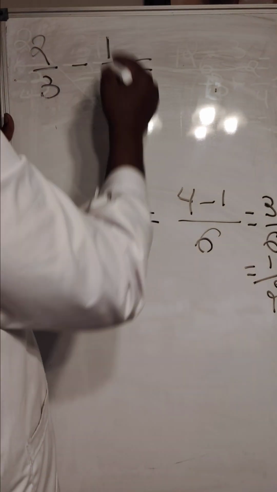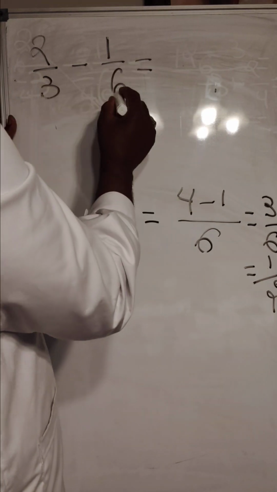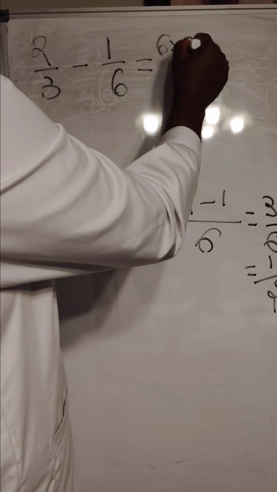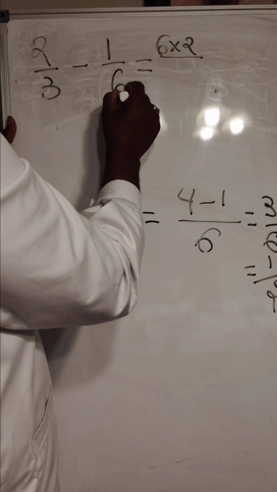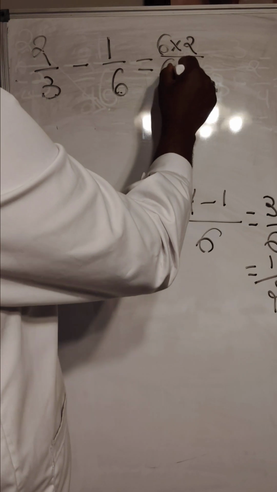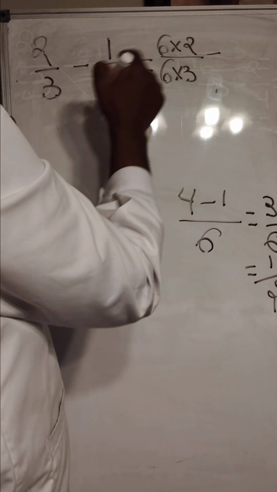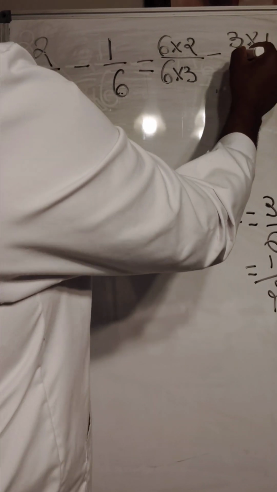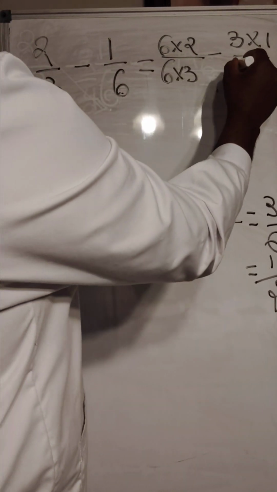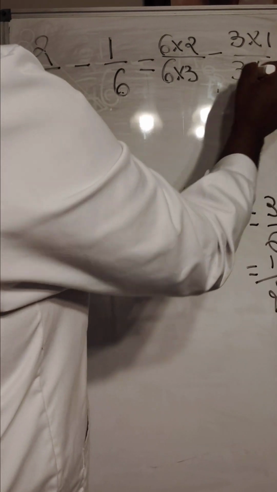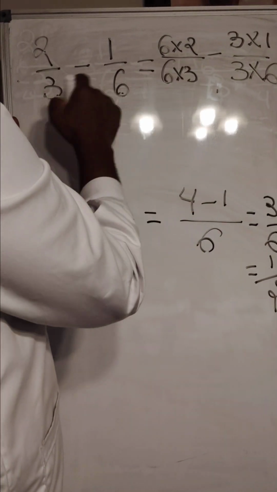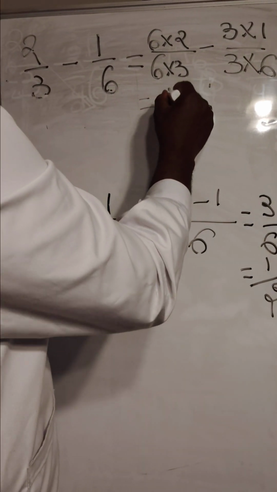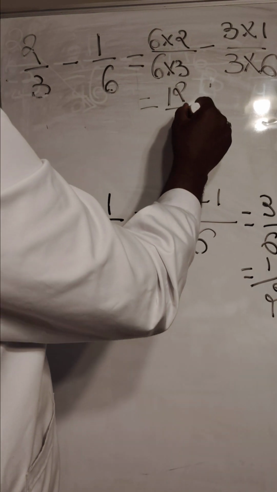So by doing that, you're going to have 6 times 2, I'll put right there 6 times 2, then 6 times 3. I'll put minus 3 times 1, and 3 times 6. Why am I doing this? Because I have to make both denominators the same. So by doing it like that, I got 12 over 18.